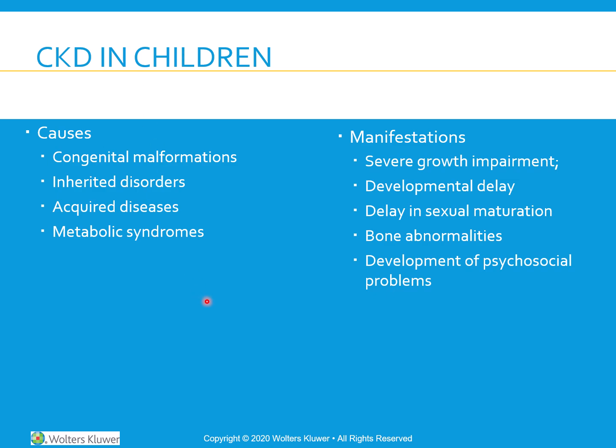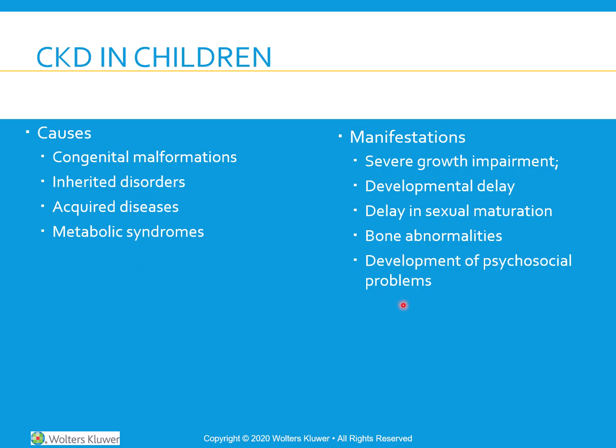We can see chronic kidney disease in children. It's often caused by things like congenital malformations anywhere within the renal system and even into the urinary system. They can also have inherited disorders that are affecting their kidneys. They can develop acquired diseases that affect the kidneys and also metabolic syndromes.